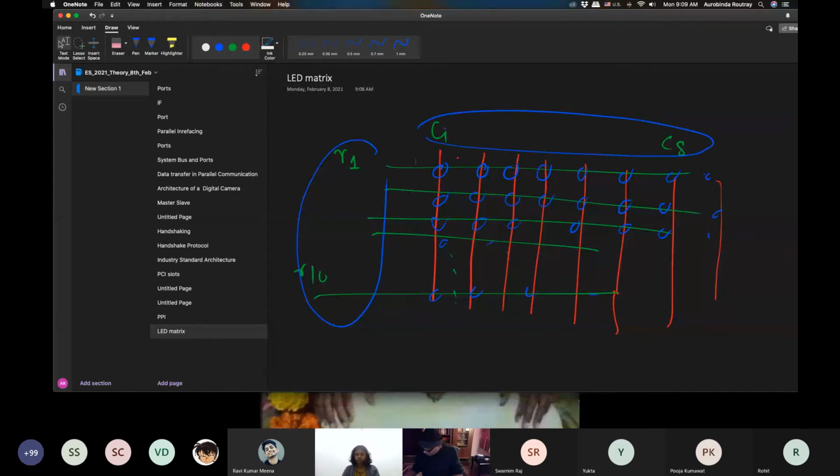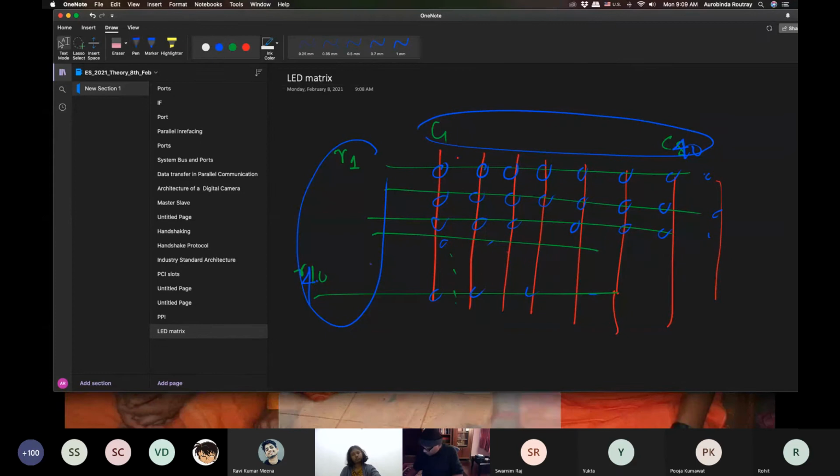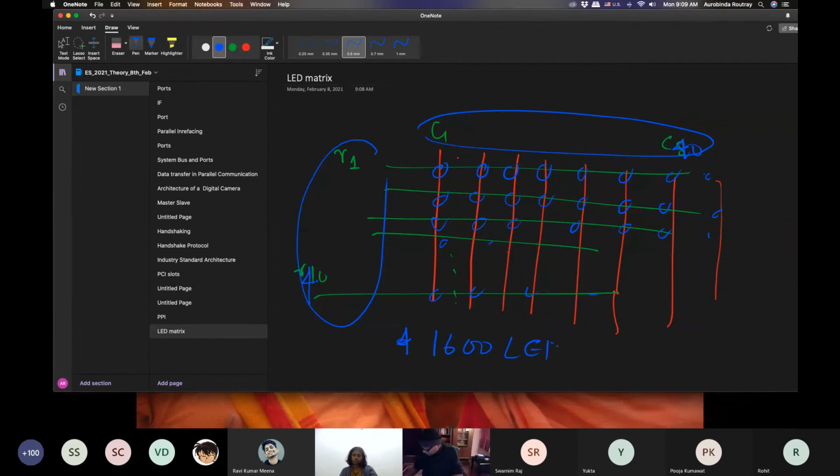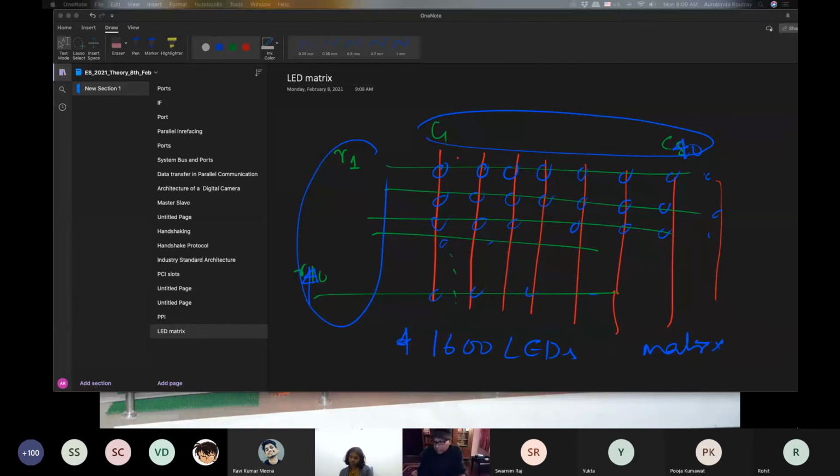No, sorry, I made a mistake. 80 bits means, let's say it's a big LED matrix, 40 rows and 40 columns. So there will be 1600 LEDs in the matrix. So there are 40 rows and 40 columns. Okay. Can you get it?